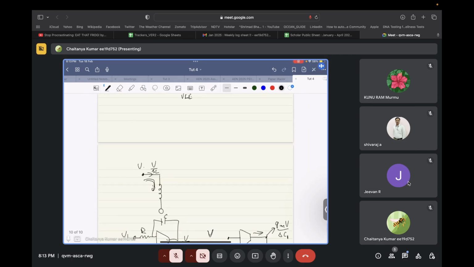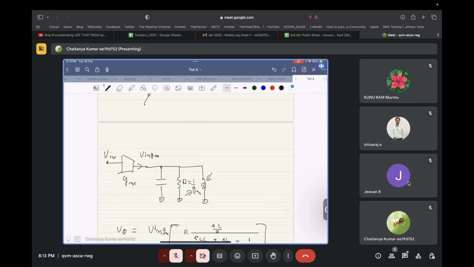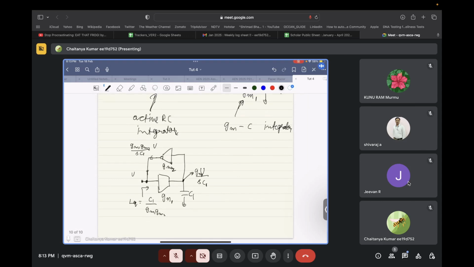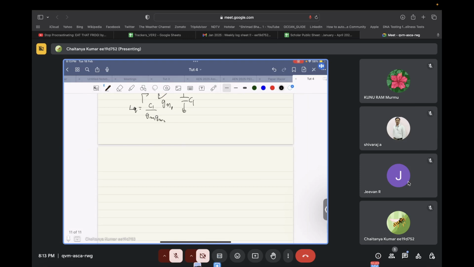Now let's move to the original circuit. What we wanted was to replace this inductor by that circuit that we made, and that circuit is called gyrator. Okay, there is a name to this circuit. This is called gyrator. Okay, so let's put this circuit in place.